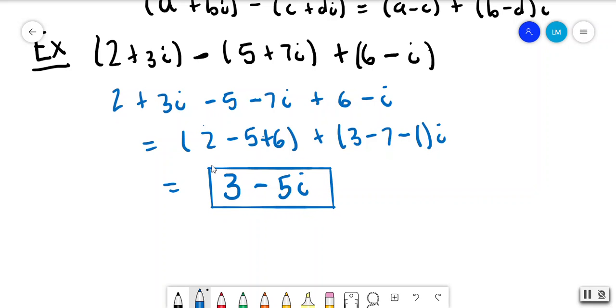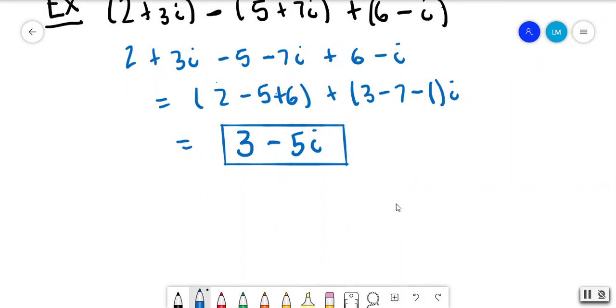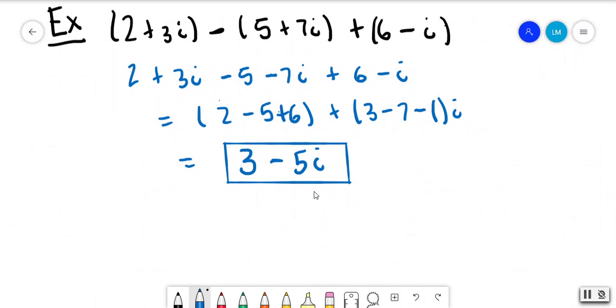So a complex number added to or subtracted from a complex number just becomes a complex number. You can technically use the calculator in your TI-83. I think you just have to make sure it's on the right setting, but it should be fine even if you don't.